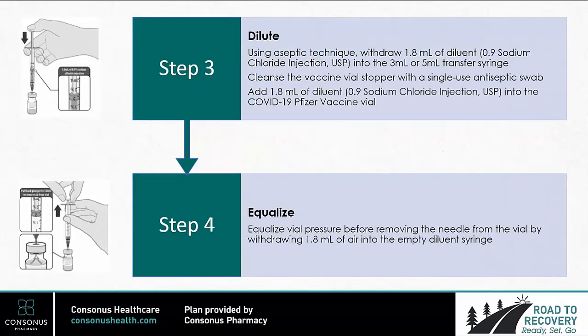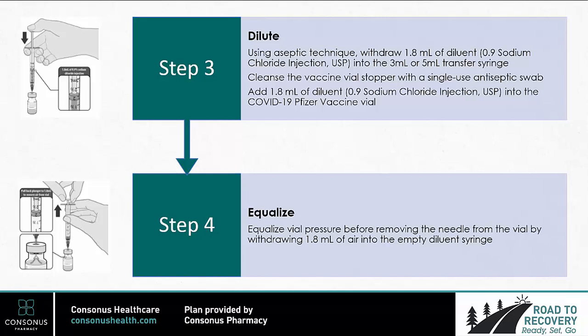The third step is to dilute the vaccine. Using aseptic technique, withdraw 1.8 ml of diluent, that's your sodium chloride, into the 3 ml or 5 ml syringe that's provided in your kit. Cleanse the vaccine vial stopper with a single-use antiseptic swab. Add the 1.8 ml of diluent into the COVID-19 Pfizer vaccine vial.